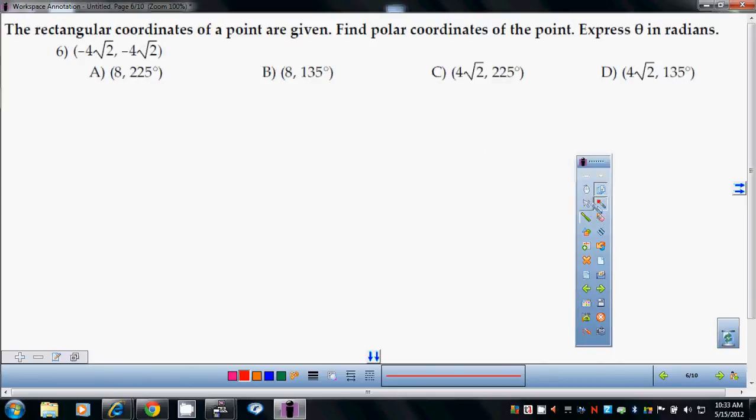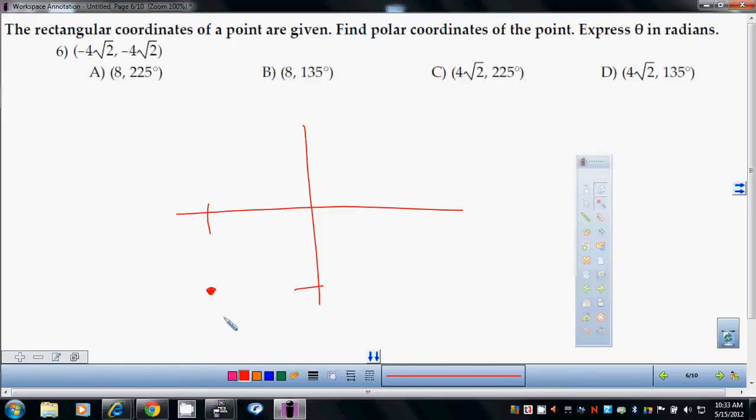Number 6. Rectangular, find the polar. What are we thinking? What do we do? Very good. Make a triangle. And you do that by plotting the point -4 radical 2, -4 radical 2. Boom. It's over here in the third quadrant.